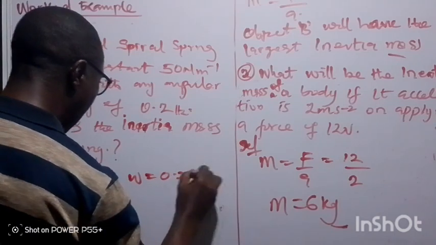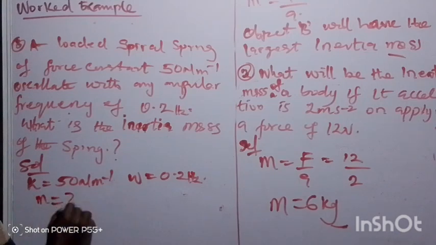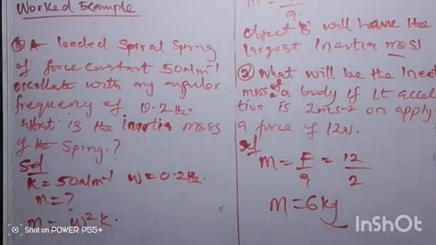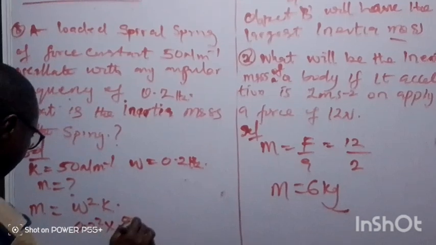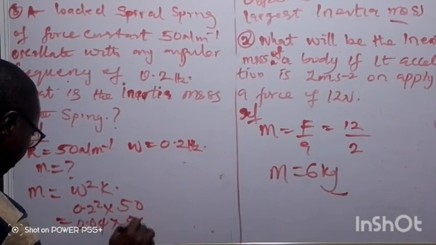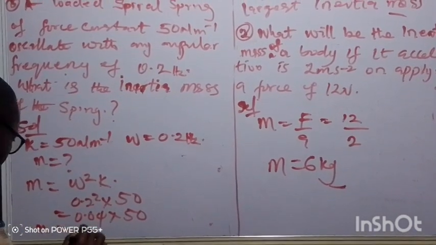Then we now have to calculate the inertial mass. And don't forget, for a loaded spiral spring, as we derived the other time, inertial mass m will be equal to k over omega square. Now, our omega is given as 0.2. So this will give k over 0.2 square, which is 50 over 0.04, and the answer to this one will give us m equal to 2 kg.